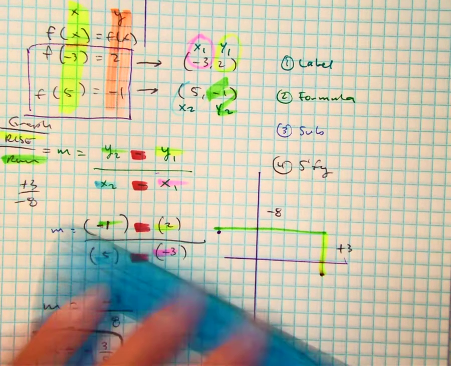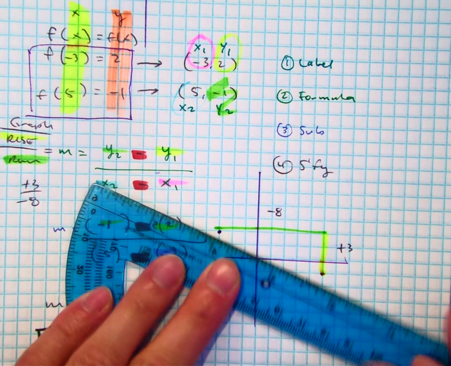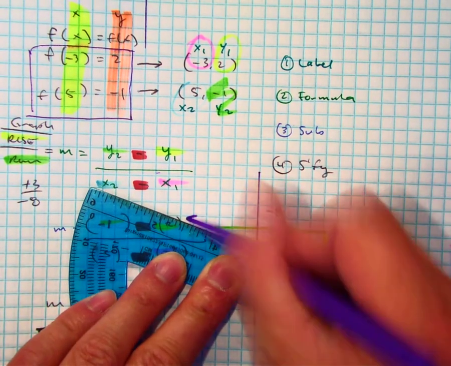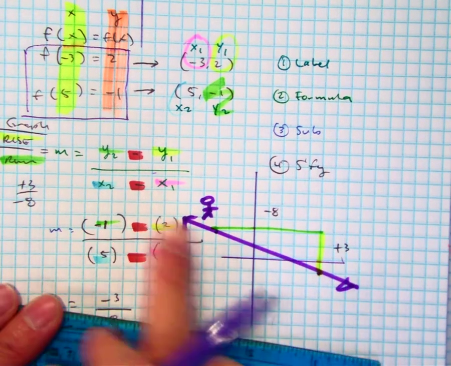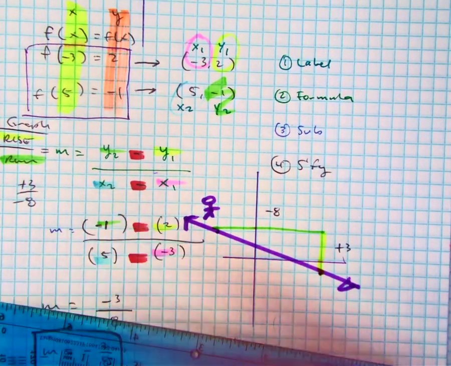And of course, when you graph the line, we read our graphs from left to right. It has a negative slope, right? The person's going down the hill.